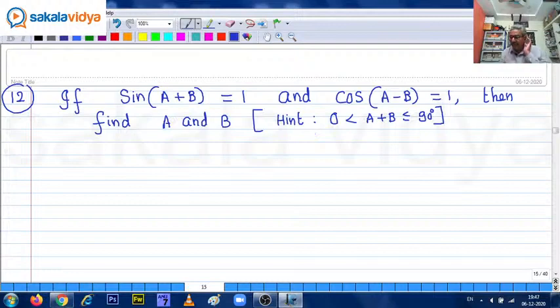So here also, 45 degrees. Sine of a plus b is equal to 1 and cos of a minus b is equal to 1 are given, and you are asked to find a and b. I already told you these types of questions are very important from the exam point of view.